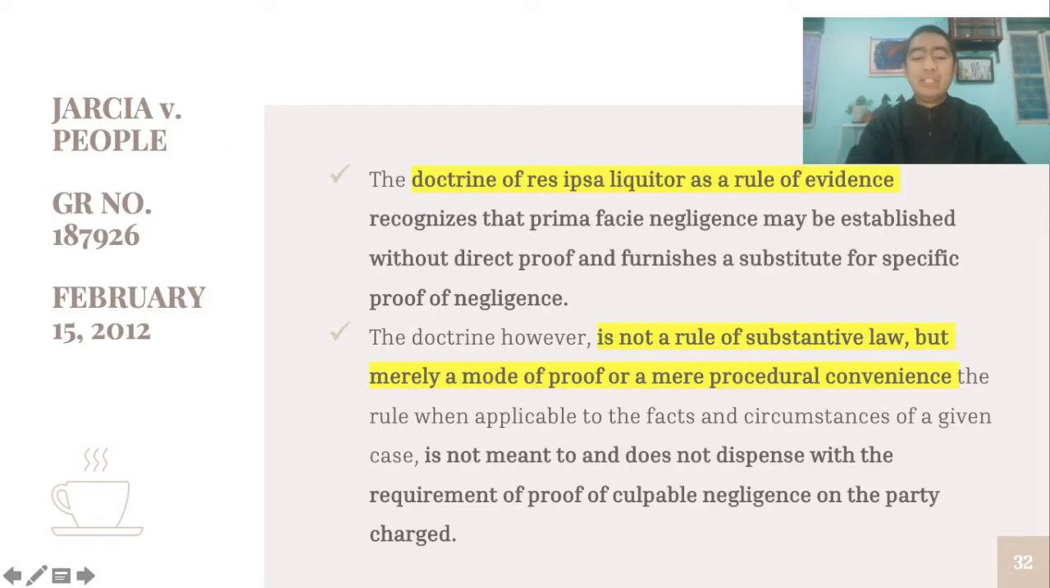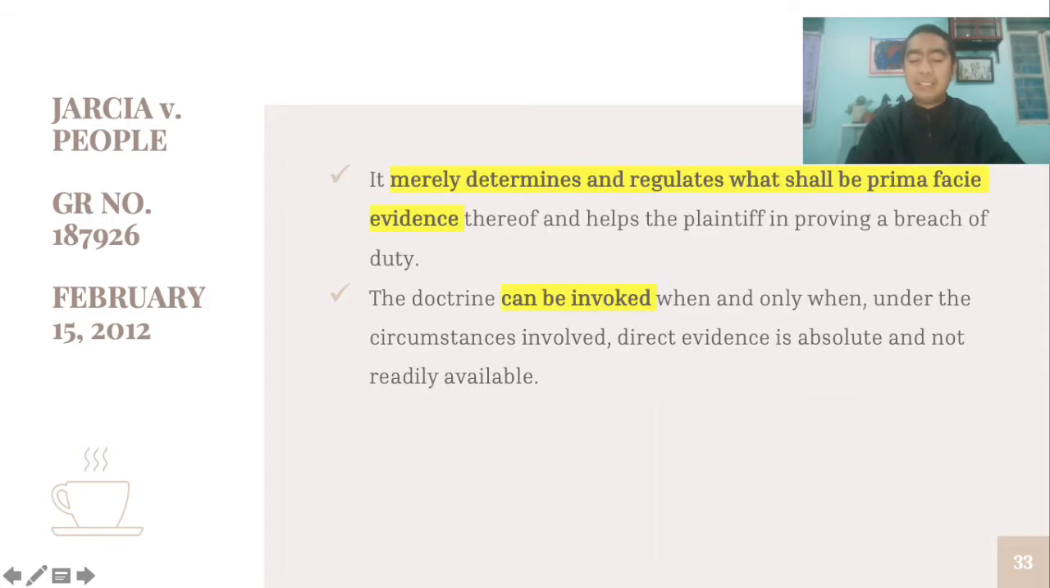In Harsha versus People, the doctrine of res ipsa loquitur as a rule of evidence is unusual to the law of negligence, which recognizes that prima facie negligence may be established without direct proof and furnishes a substitute for specific proof of negligence. The doctrine, however, is not a rule of substantive law, but merely a mode of proof or a mere procedural convenience. The rule, when applicable to the facts and circumstances of a given case, is not meant and does not dispense with the requirement of proof of culpable negligence on the party charged. It merely determines and regulates what shall be prima facie evidence thereof and helps the plaintiff in proving a breach of duty.